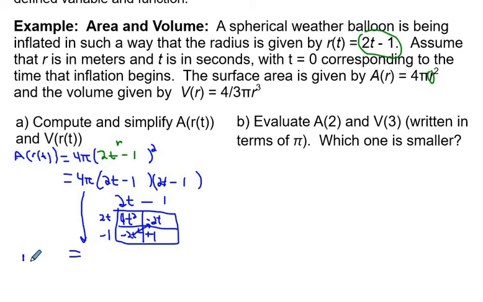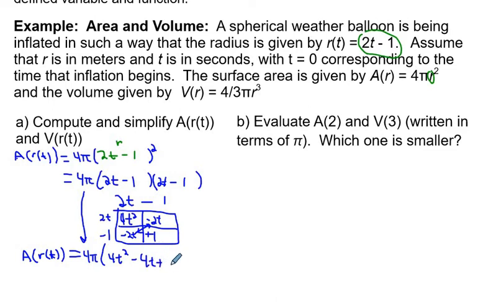So the area model, A of r of t, is going to be equal to 4 pi, and then we're going to add our like terms up. So we'll have, in a parentheses, 4t squared. These two are like terms, so they add up to negative 4t, and then plus 1.